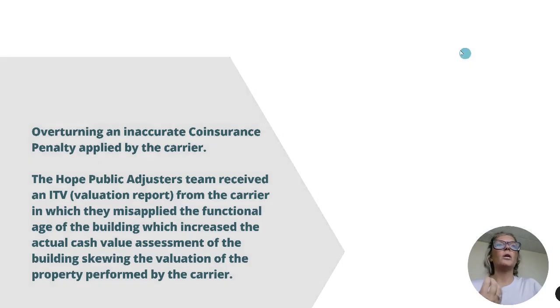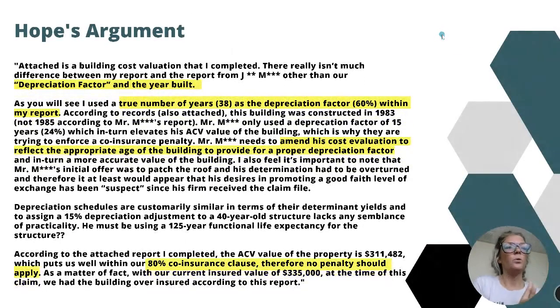In our argument, what we were able to do was pull a valuation report of our own to negate their previous report and determine why they ended up misapplying it. The difference between our report and theirs was the depreciation factor and the year built. These are sections of the letter we sent off to the insurance company with our argument for them misapplying the coinsurance penalty.